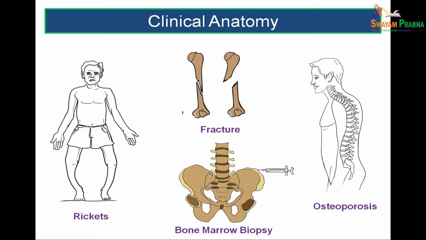Some of the clinical aspects of bone: rickets, a disease which attacks children in their younger ages; fractures of bone, which could occur at any age group; bone marrow biopsy, a procedure done in order to do bone marrow examination; and kyphosis of the spine in osteoporosis.